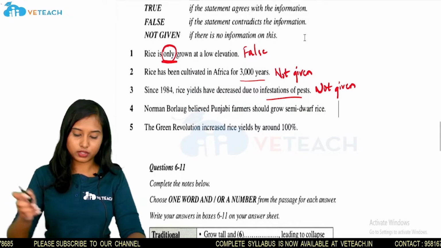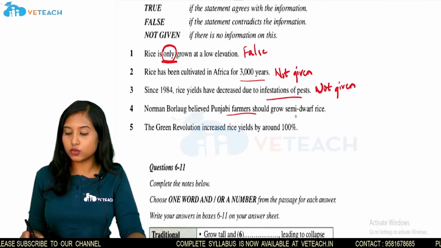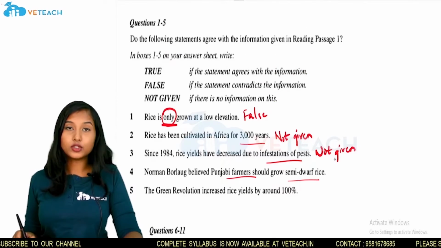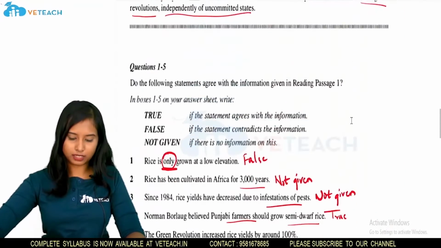Moving on to the next question. Norman Borlaug believed Punjabi farmers should grow semi-dwarf rice. And the answer to this statement is that it is true. This information is given in the 3rd paragraph of the passage.